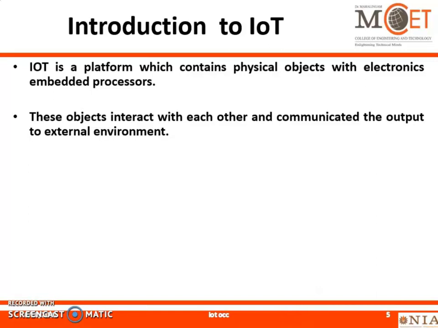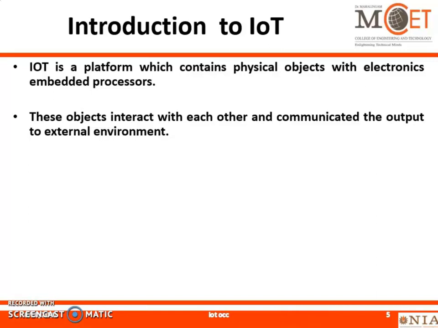So now, how are these things connected to the Internet? You may have the question. And also, they should interact with each other. How are these things happening? With the help of sensors and actuators. These two words are ruling the IoT. Without these two, the IoT cannot be done.